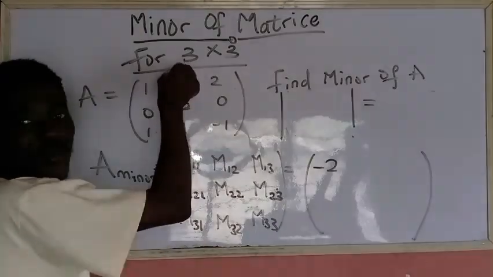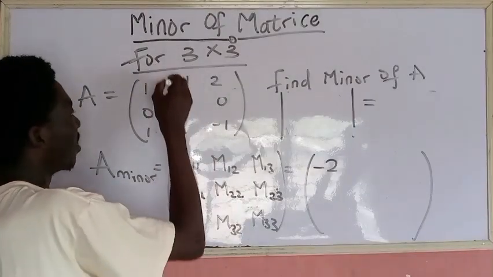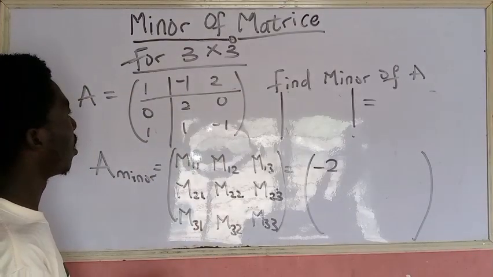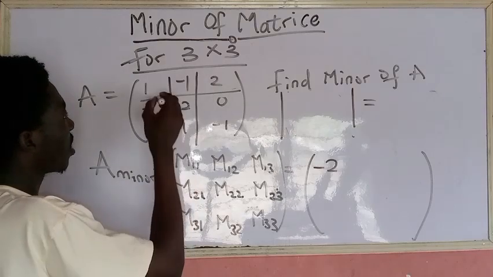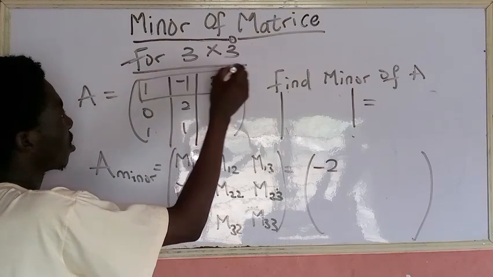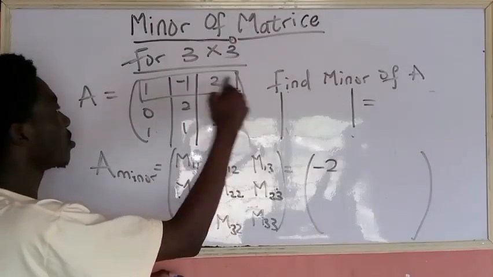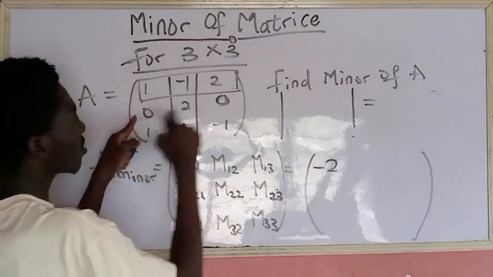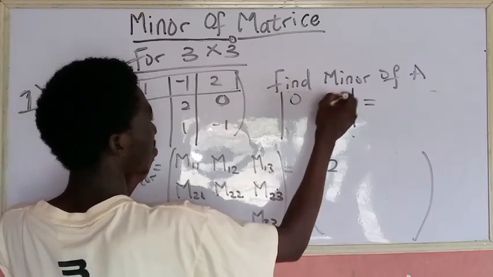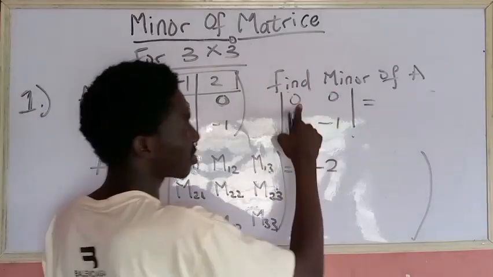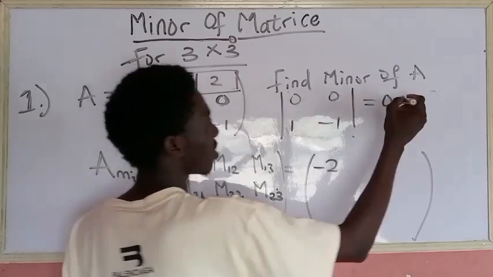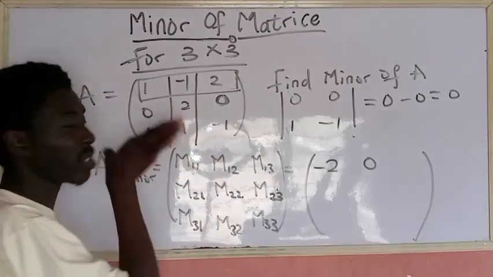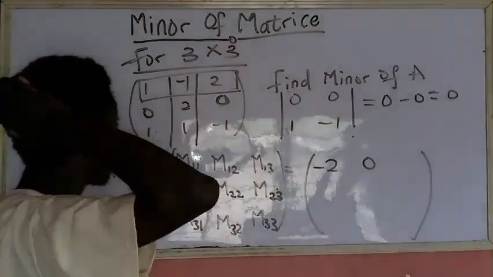So next one, minus 1 occupies this column and this row. So in that case, I'll be left with 0, 0, 1, and minus 1. Let's find the determinant. 0 times minus 1 is 0. This time is 0. That gives us 0. So that means here is 0. That's what to do for the determinant for a minor of a 3 by 3 matrix. Good.